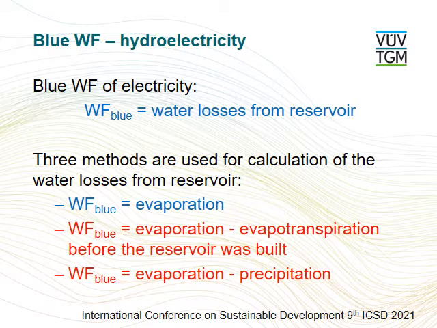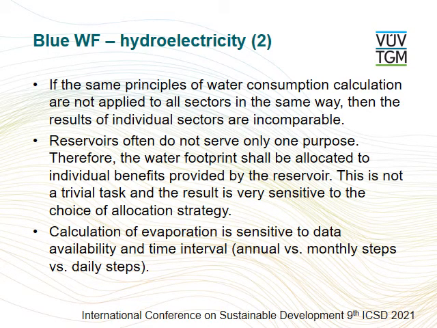Everybody feels that these 3 equations provide totally different results. I have to say that only the first is correct. The first limitation is based on the necessity to use the same approach to calculation of water footprint in the same sectors, in each system. Because if you use different approaches to calculation of water consumption, respectively water footprint, then the results of individual systems are incomparable.